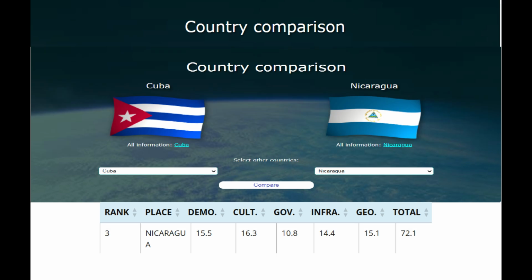So the third most similar country to Cuba at number 3 is Nicaragua, with a score of 72.1. So it's 2 points lower than the top two. So there's a bit of distance, but not too much.